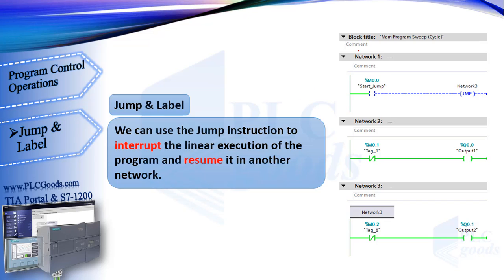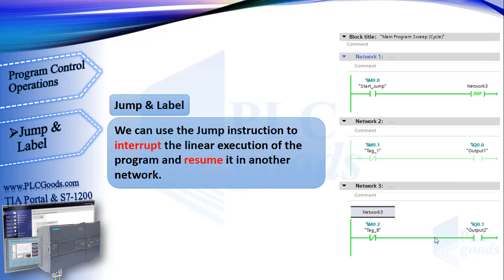Let's see what this instruction does in this program. Here, we have three networks. In the first network, a jump instruction is used, which refers to network 3. Now, this instruction is not activated. So, the CPU runs all networks from the first to the last. When the jump instruction is activated, which refers to network 3, the program execution jumps to network 3, and the second network won't run.